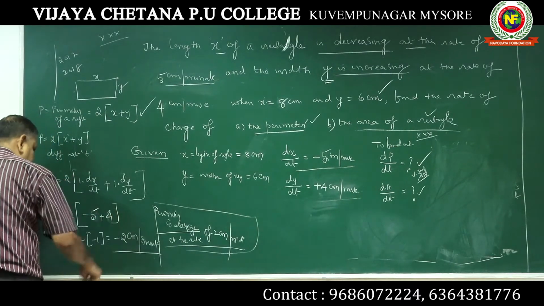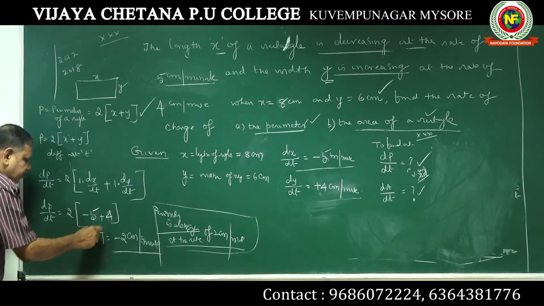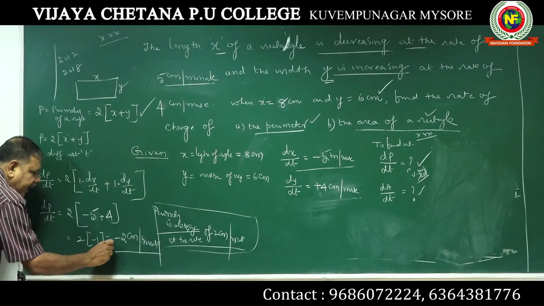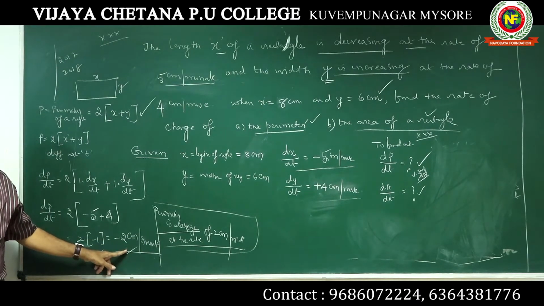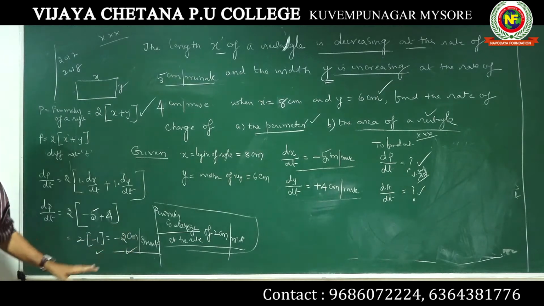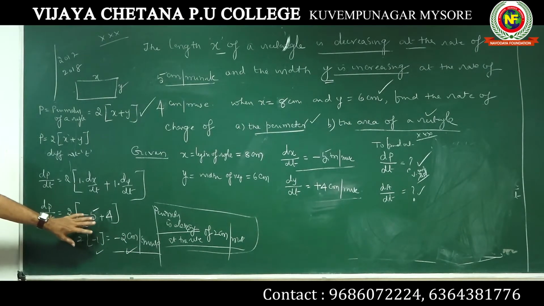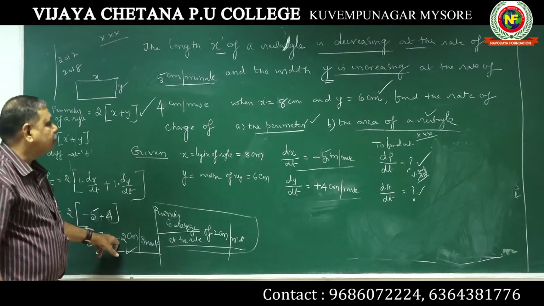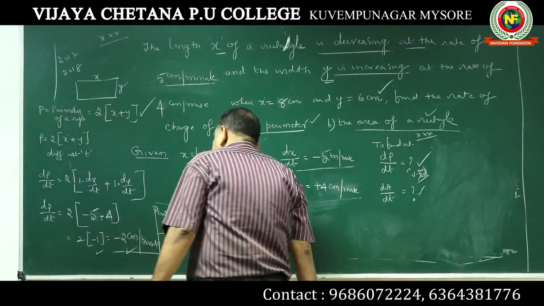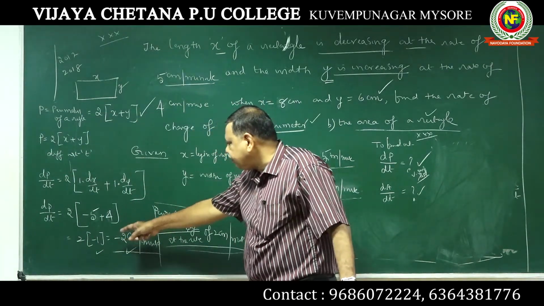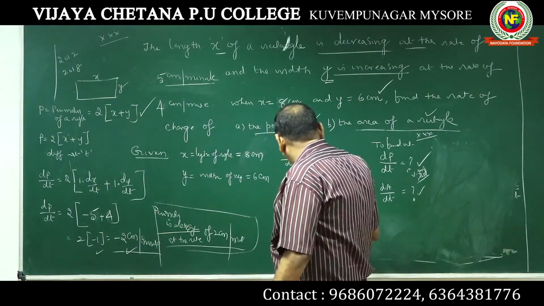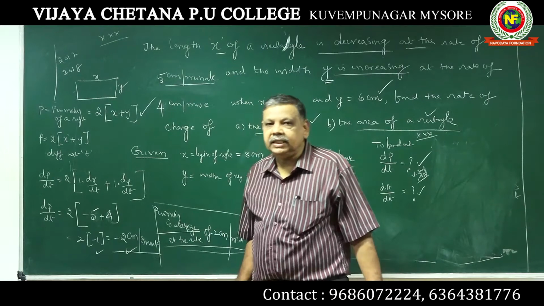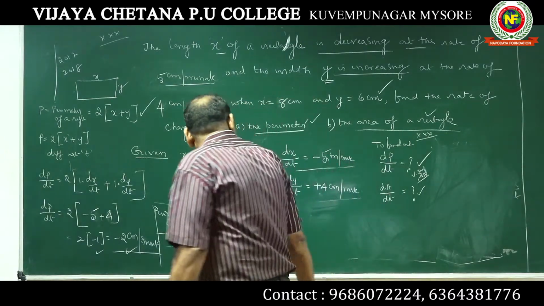So it becomes 2 into (minus 5 plus 4), which is minus 2. Again, the perimeter is decreasing at the rate of 2 centimeter per minute. I hope all of you have followed. Understood? It is minus 2 centimeter per minute. Same thing, 2 into (x plus y), differentiated. Only thing is I have changed the dx by dt and dy by dt, and it is decreasing at the rate of 2 centimeter per minute.